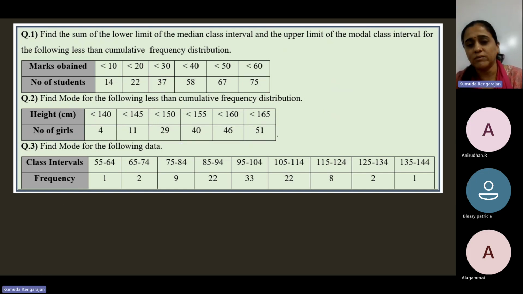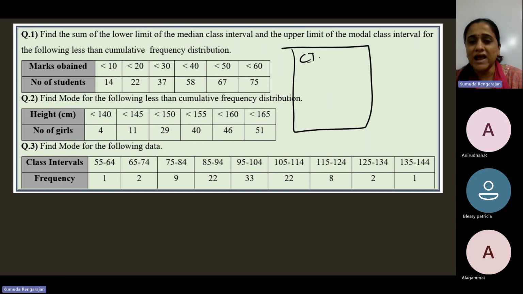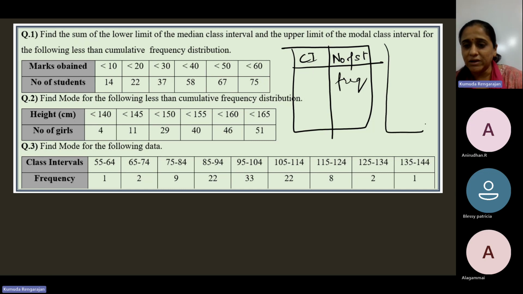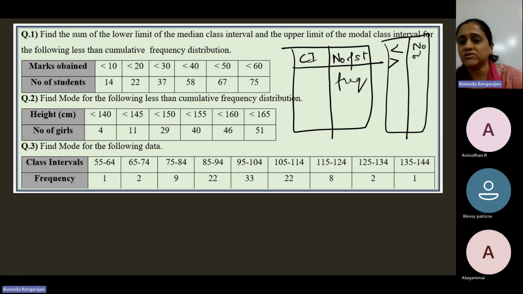See, it's very simple to remember. If you have in the table class intervals and number of students, then these are the frequencies. But if you have less than values or more than values, and you have number of students, then these are the cumulative frequencies.